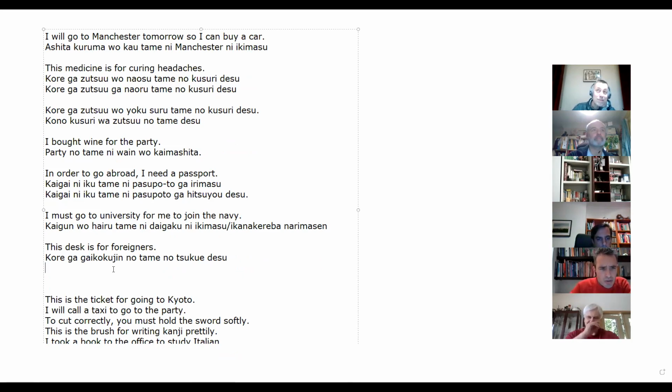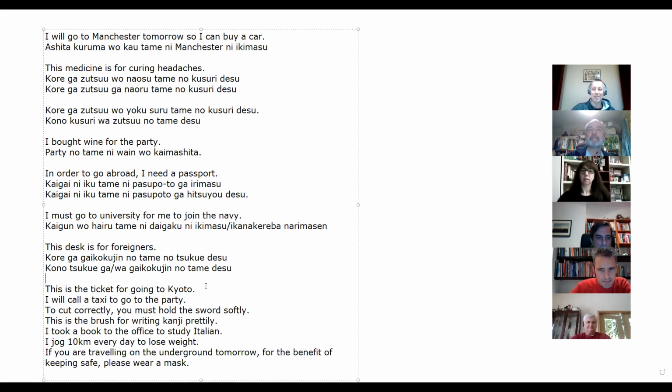This is for foreigners. So, kono square ga. Do I need that? No, I don't think I need the ga. Isn't that no tame? You need wa or ga, one of these. Gaikokujin no tame desu. Perfect. Good. Joao is much more fluent.